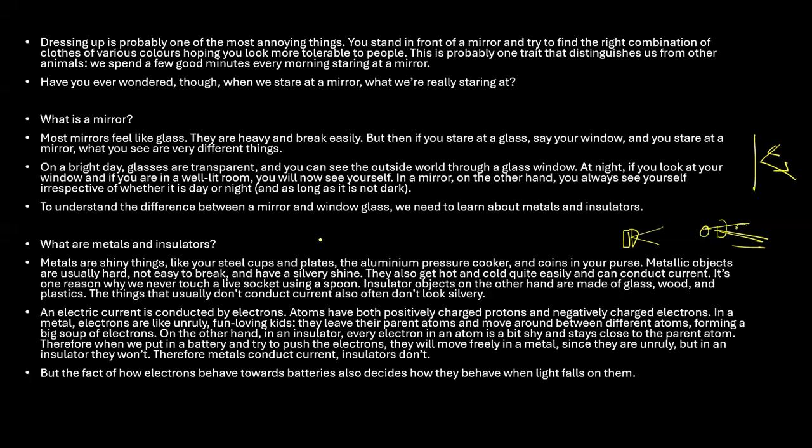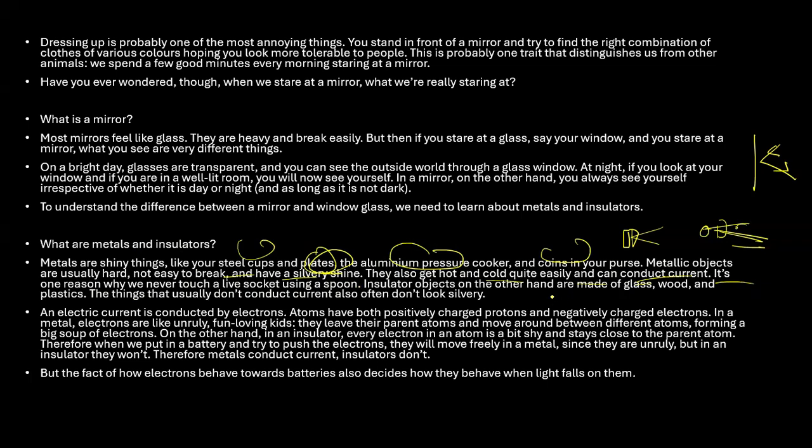Metals are shiny things, like your steel cups, plates, etc. Aluminium, pressure cookers, and coins in your purse. These are all metallic objects, usually hard, not easy to break, and silver and shiny. They also conduct current, and get cold and hot easily. That is one reason we never touch a socket using a spoon. You should not take a spoon and put it inside a socket.